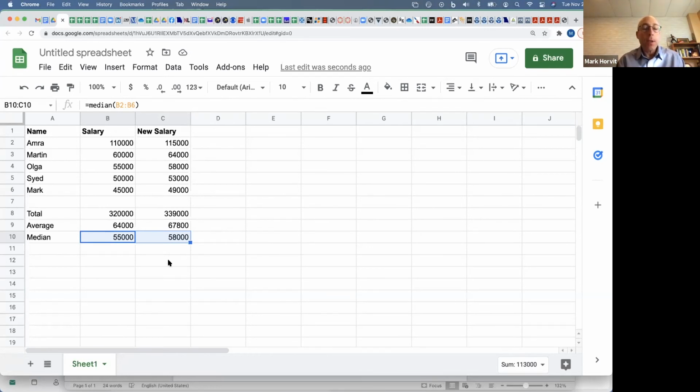Once again, we also see that in this case, the median is still better because the top salary is still so much bigger than everything else. All right, any questions on that before we do something else?